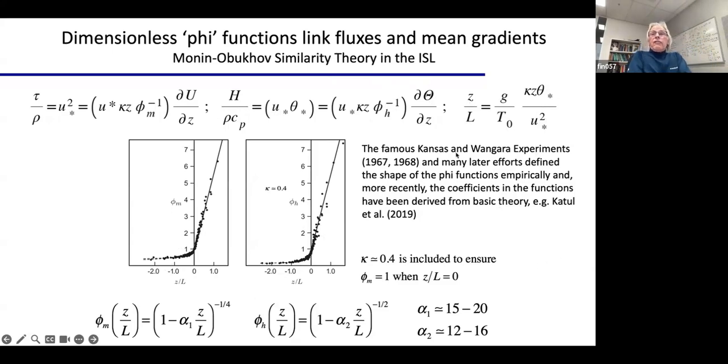The Kansas and those earlier Wangara experiments tried to determine the empirical form of these functions, and then the parameters that entered into them, alpha 1 and alpha 2. And in a sense, it's been a cottage industry for many years to refine these values more and more. Initially, this was all done empirically by experiment, but quite recently, Gabriel Katul and a series of colleagues, Dan Li and Elie Bou-Zeid and others, have actually derived these values directly from basic theory.